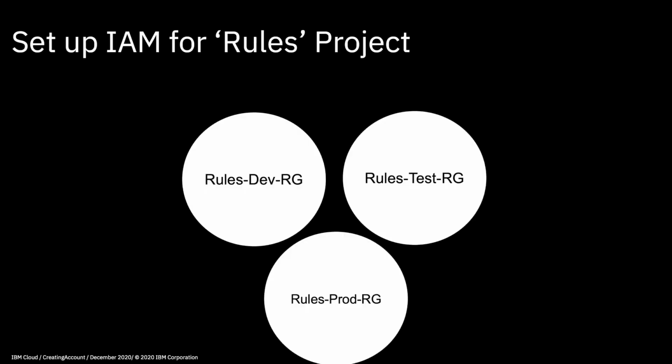Very quickly, just to look at the setup we're going to use for IAM and the rules project. Basically we're going to have a project which has a development, a test, and a production environment. So I'll show you very quickly how to create the resource groups for development, test, and prod. We're going to create rules dev, rules test, and rules prod resource groups.